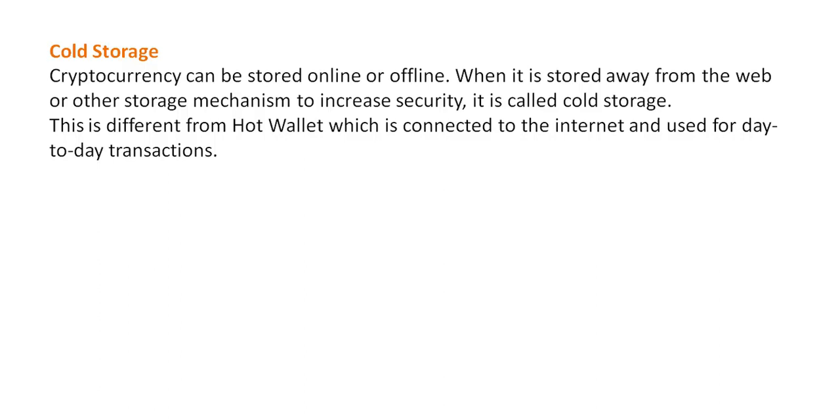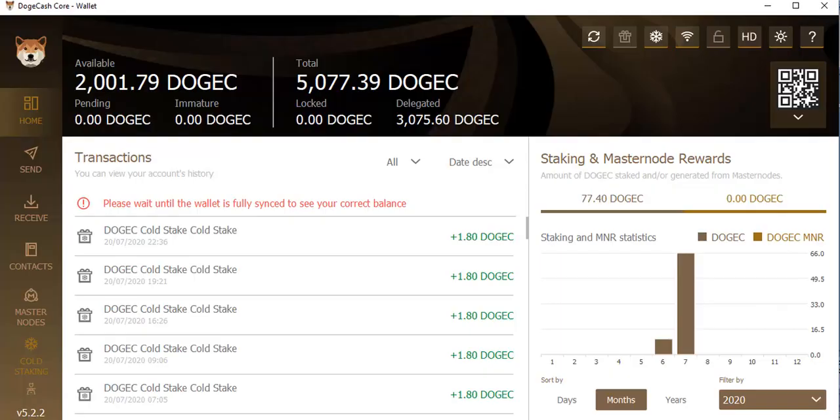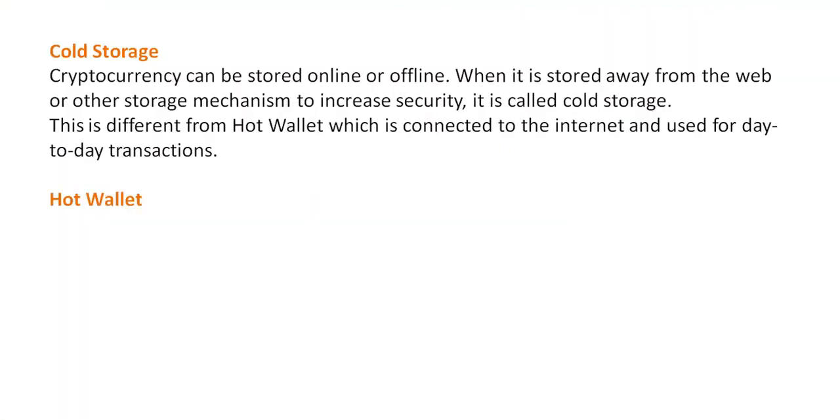So, still on the example of using Dog Cash, this is an example of a cold wallet. This is actually a wallet as software. So I installed this on my laptop. It's not actually hosted on the web, but it has a connection to the Dog Cash blockchain. I'm using this to store my Dog Cash offline. So this is an example of what? Cold storage.